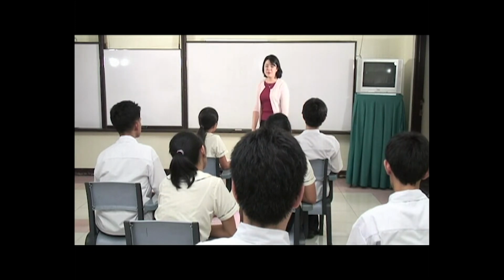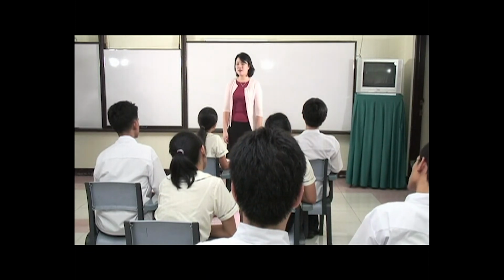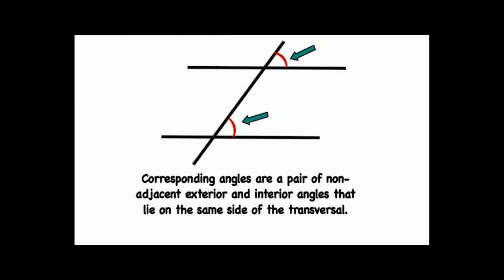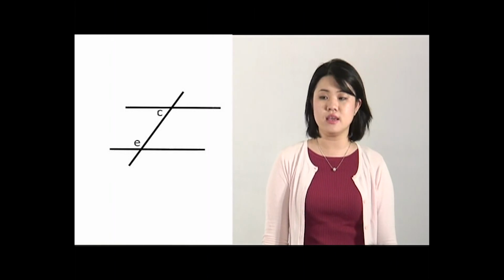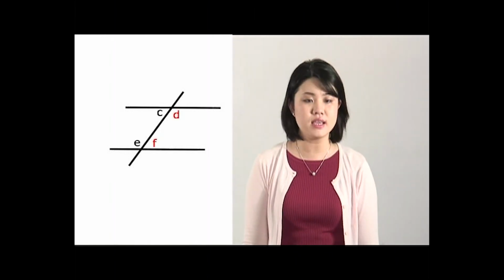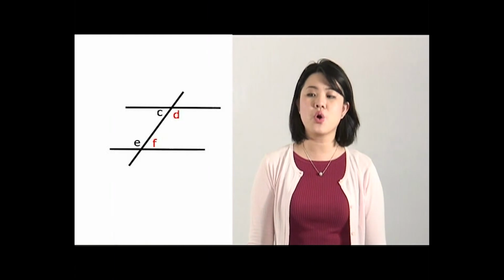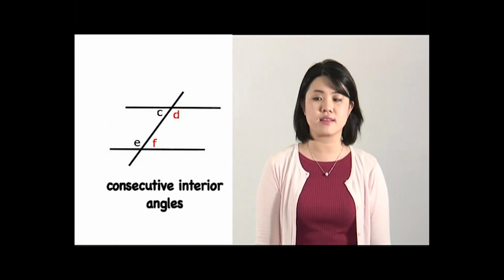Doms, can you tell me what corresponding angles are? From what we have discussed, these would be two angles, one exterior and one interior, which are non-adjacent and are located on the same side of the transversal. We have two more special pairs of angles to define. The first one is illustrated by angles C and E, as well as by angles D and F. These are called consecutive interior angles.